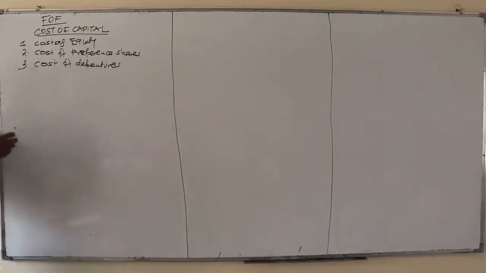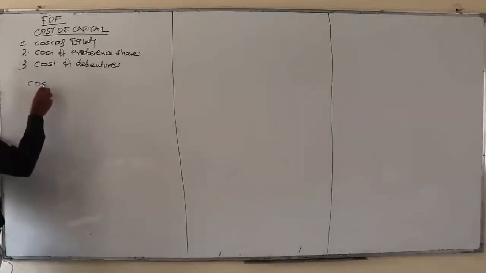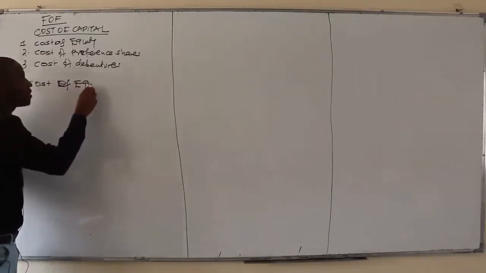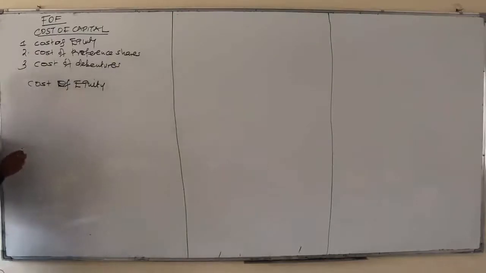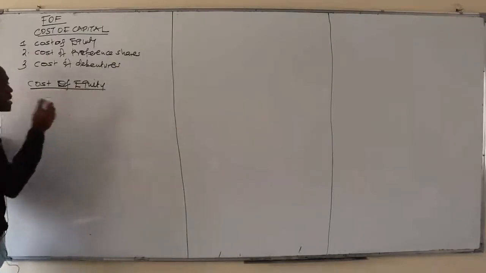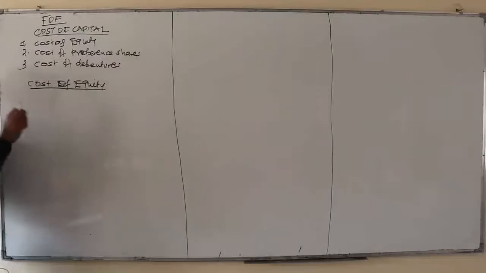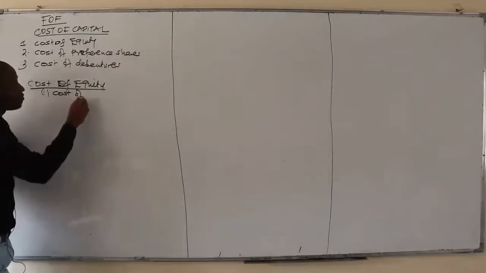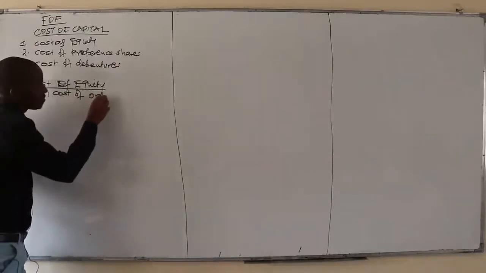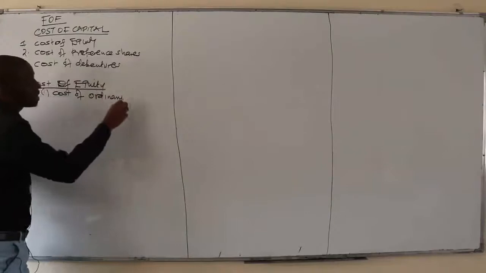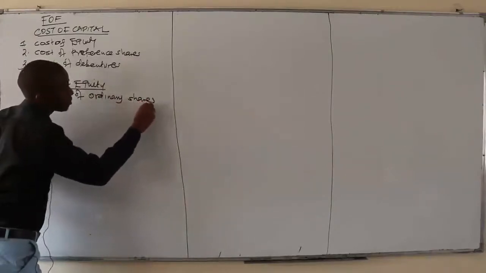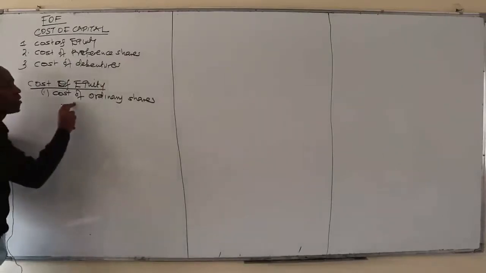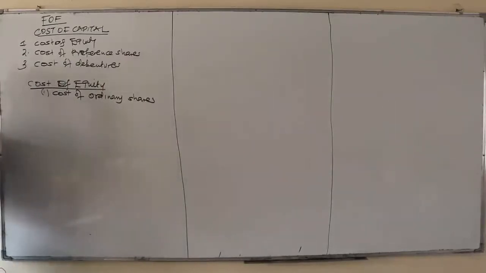Now, when you talk about the cost of equity, equity in this case is the owners' or shareholders' funds. The cost of equity is further classified into two: the cost of ordinary shares and also the cost of retained earnings, which I will talk about here.